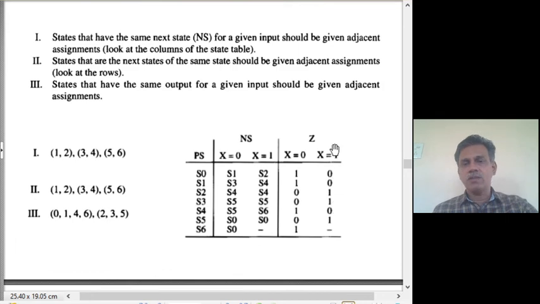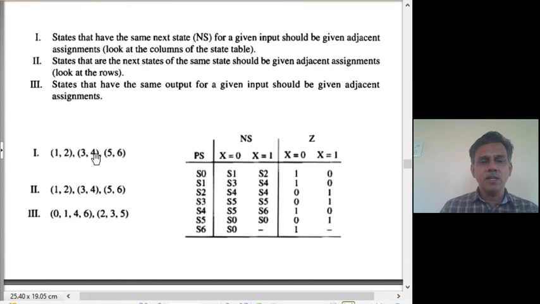Similarly, you also look for this one. Here again it tells 0, 1, 4, 6 have to be adjacent. Again 2, 3, 5 have to be adjacent. That is also what it's giving. So, with this in mind, we should assign the states as much as possible adjacent to each other according to this condition. 1 and 2 have to be adjacent, 3 and 4, 5, 6 have to be adjacent, and so on.